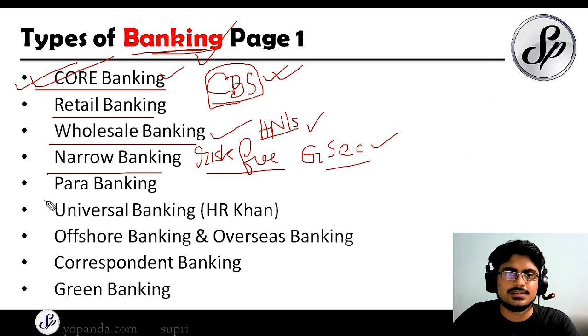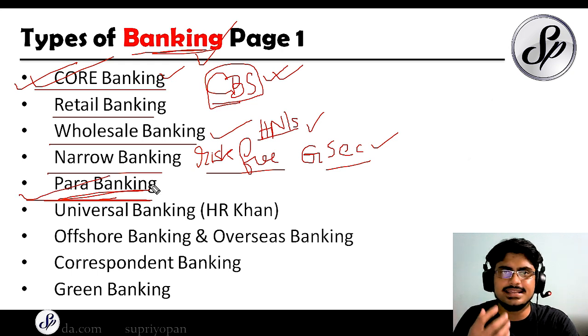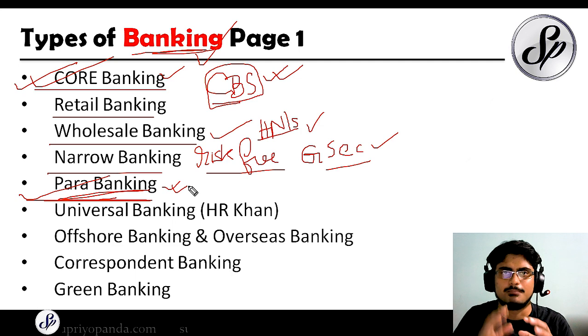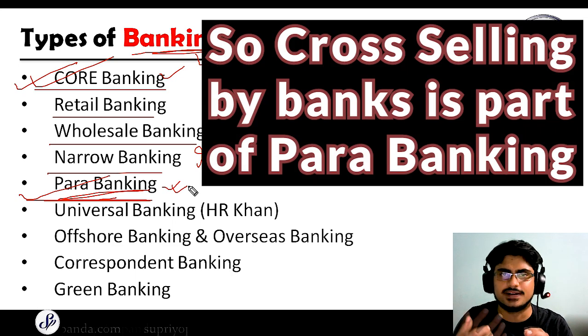Then we have para banking. Para banking refers to all the utility services provided by the bank, and it is just an additional kind of banking. For example, when a bank is selling you insurance, or mutual funds, and all those other things which are not pure banking, those are para banking, or the other parts of banking.